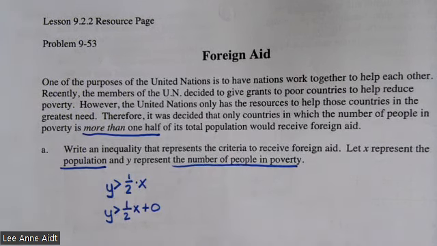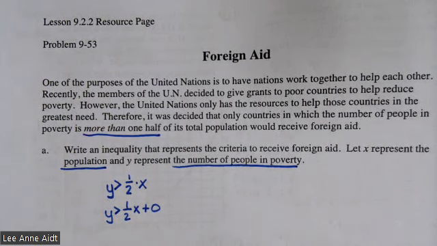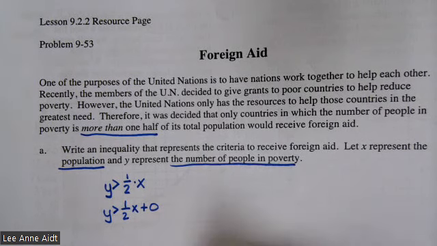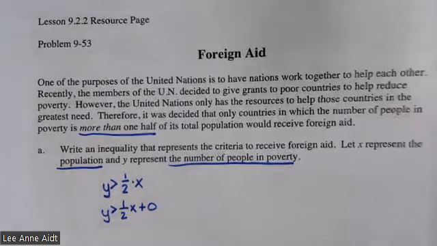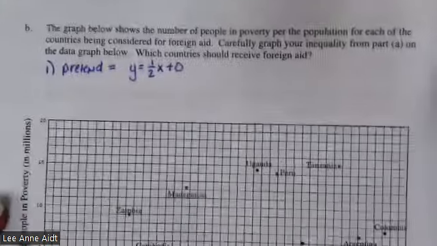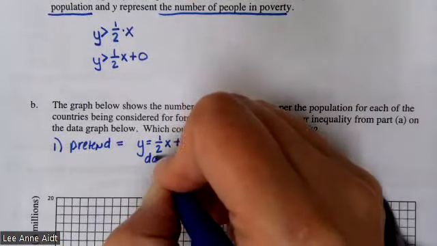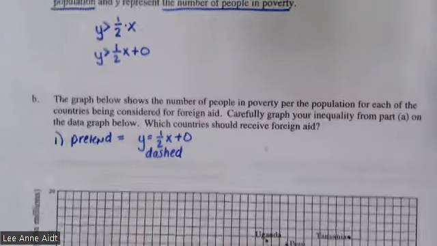The graph below shows the number of people in poverty per the population for each country of the countries being considered for foreign aid. Carefully graph your inequality from part A on the data graph below. Which countries should receive foreign aid? Okay, step 1, pretend you have equals. Y equals 1/2 X plus 0. Okay, however, this time it's dashed. Mrs. Talbot, good luck. You're going to have to remember that it's dashed.